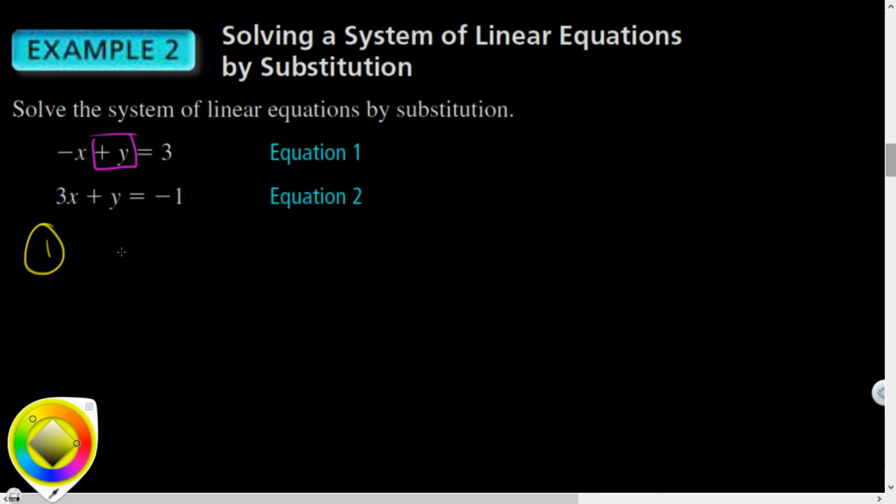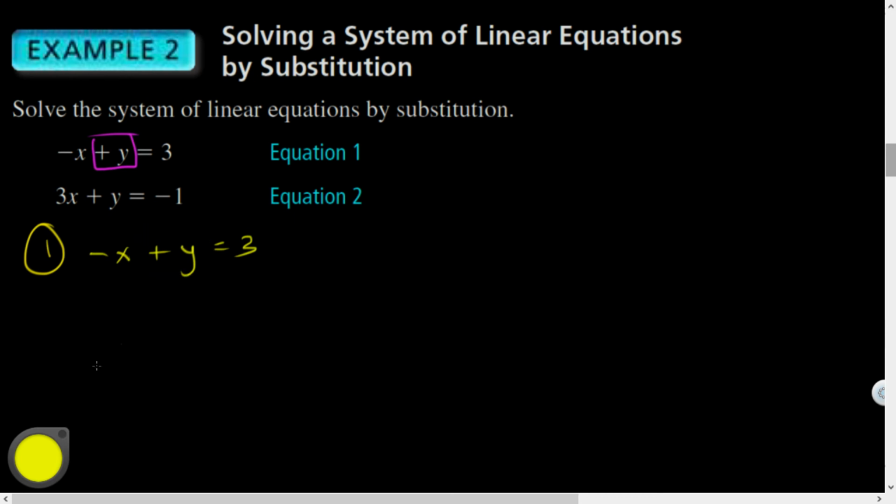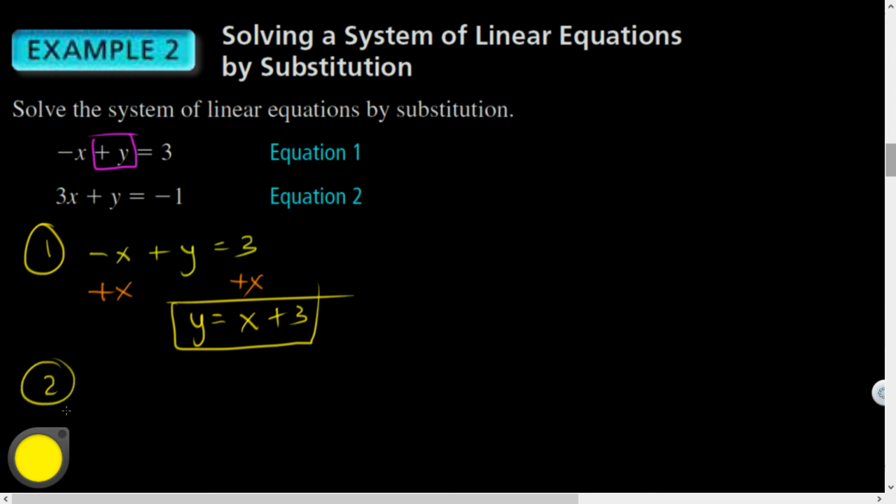Okay, so let's do step 1. So if negative x plus y equals 3, how could I get y by itself? What could I do? Everyone should be writing this down. I want to move this. How do I move a negative x? Yeah, I got to add x to both sides. I'm going to get y equals x plus 3. This is the end of step 1, which we need to remember for the beginning of step 2.